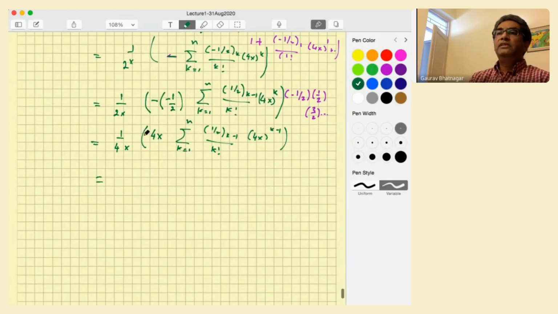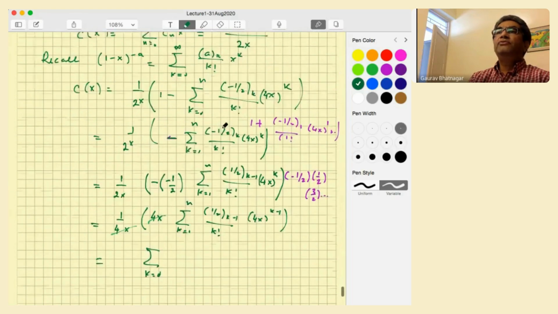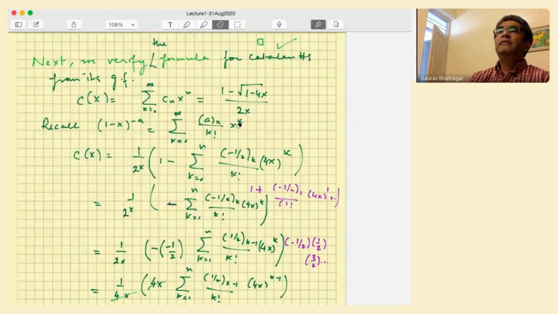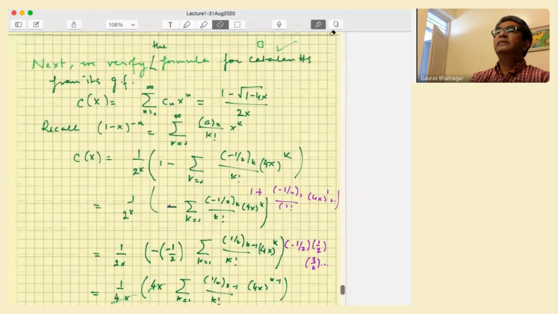So now this cancels, and I get this. And here I do k going from 0 to, and by the n, it should be infinity. Sorry about that. What is n? There's no n there.